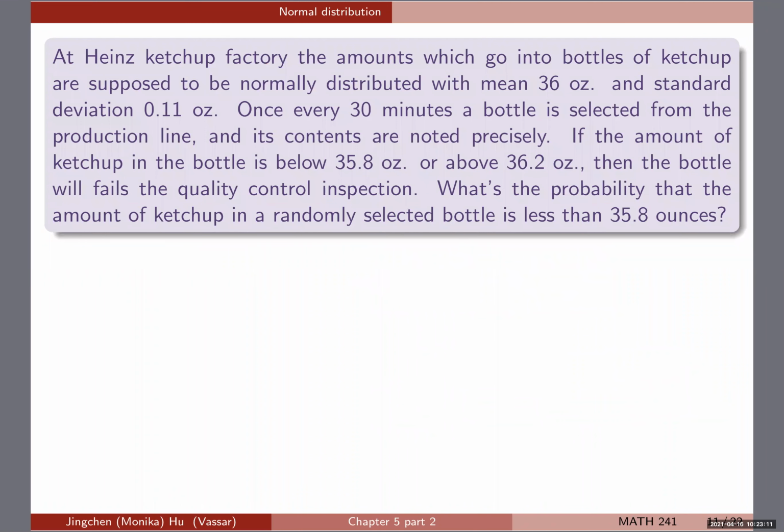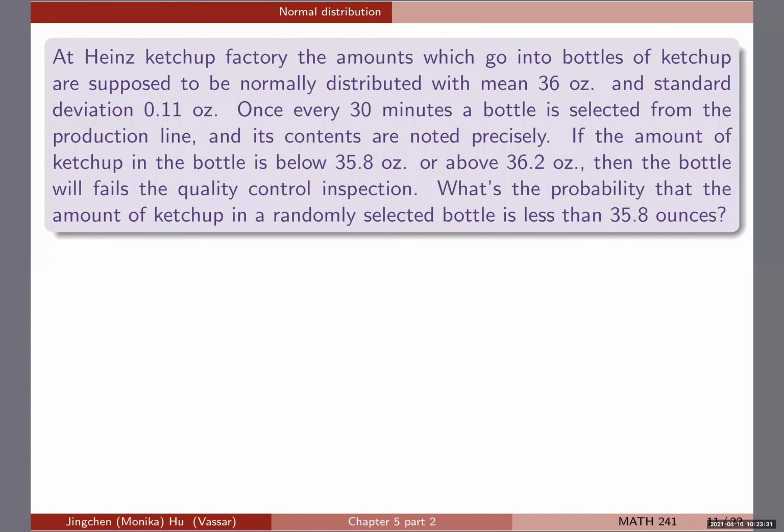At Heinz Ketchup Factory, the amounts which go into bottles of ketchup are supposed to be normally distributed with mean 36 ounce and standard deviation 0.11 ounce. So we know that mu is 36 and standard deviation is 0.11. So sigma is 0.11, and sigma square, you have to square that.